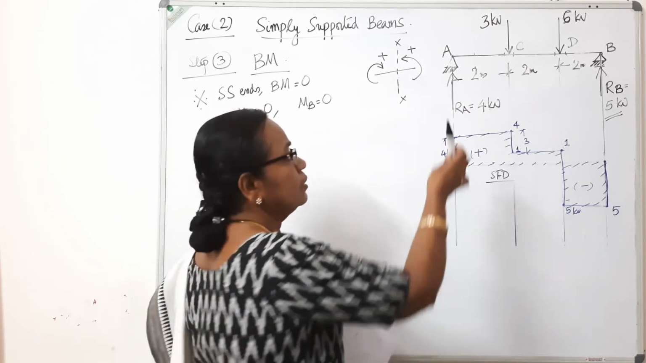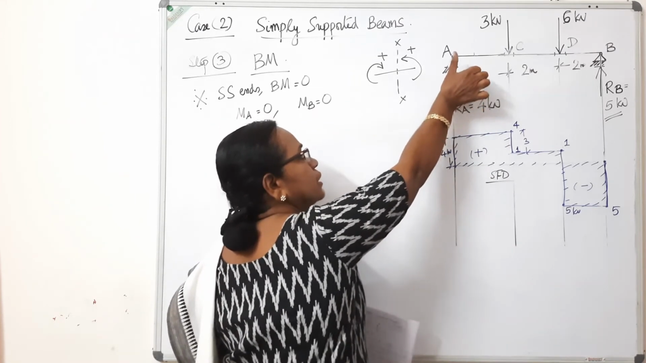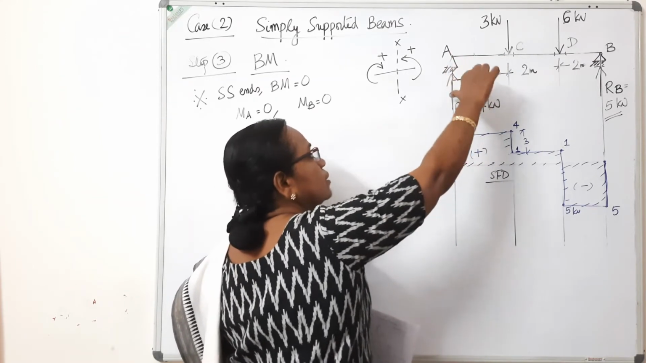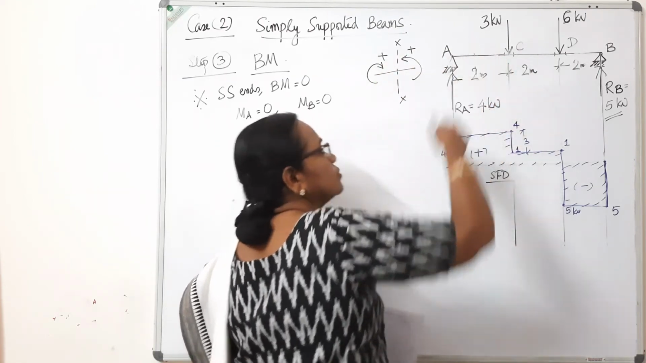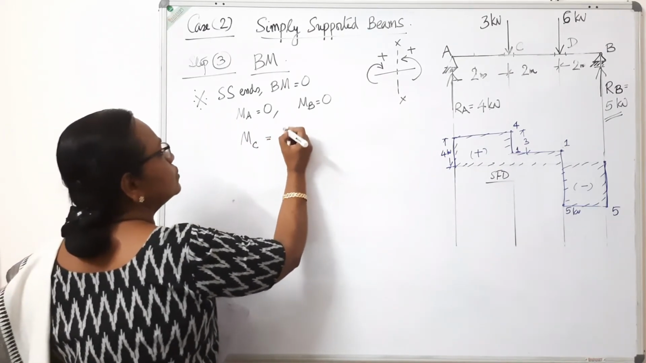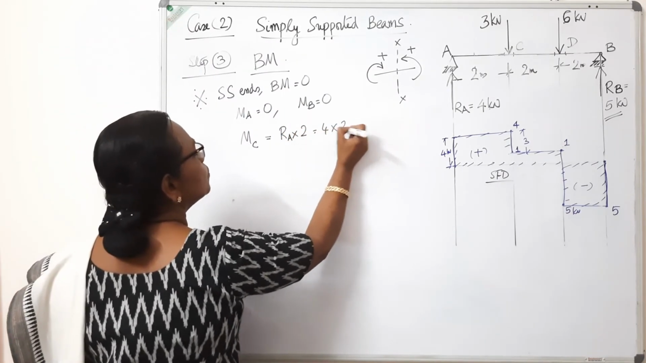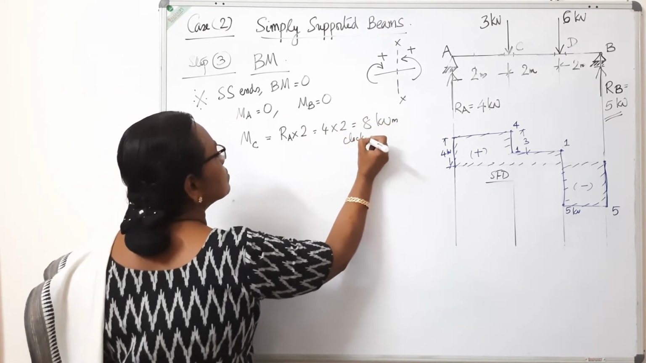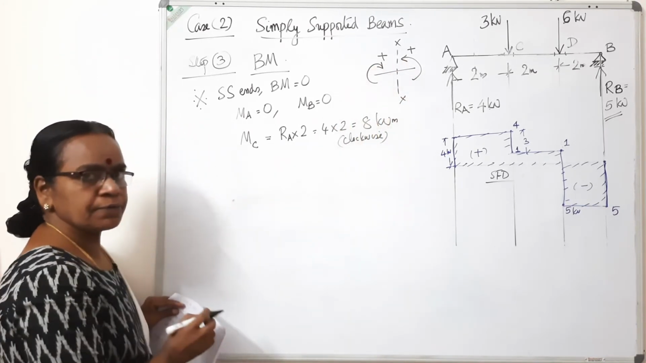What about the sign? 4 kilonewton is acting like this. So you place your thumb in this direction. Rotate it about C. If you place your thumb like this and rotate it, it is going clockwise. Okay, this 4 into 2. It's going clockwise. So moment at C is equal to RA into 2, that is 4 into 2, 8 kilonewton meter. It is clockwise moment. So left of section clockwise is positive.